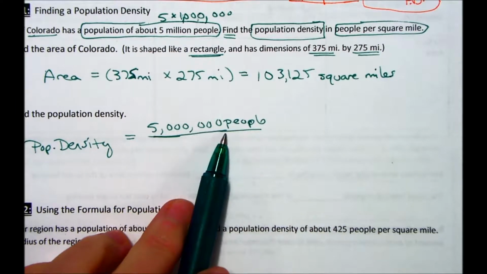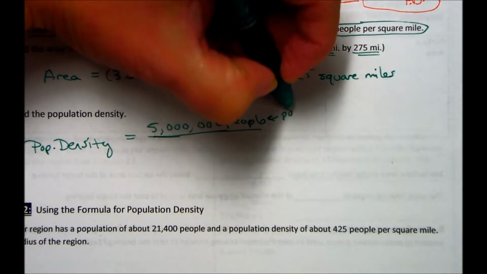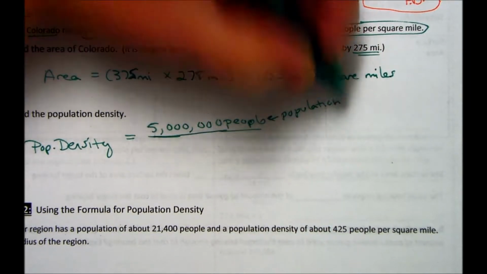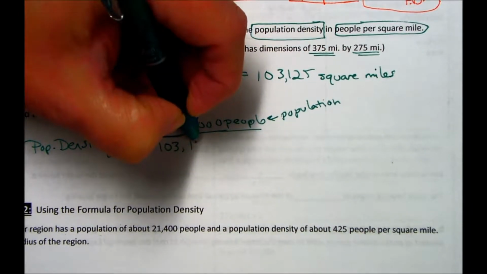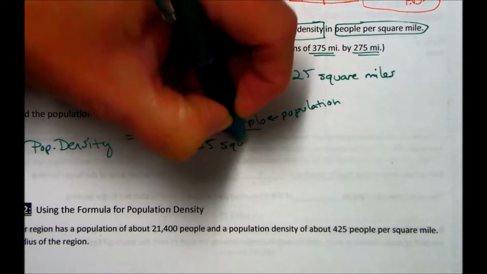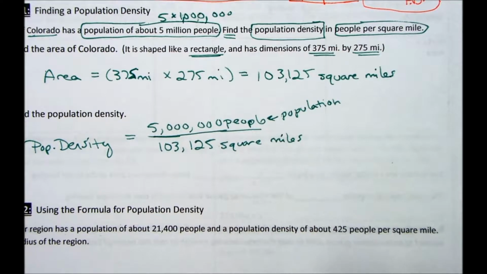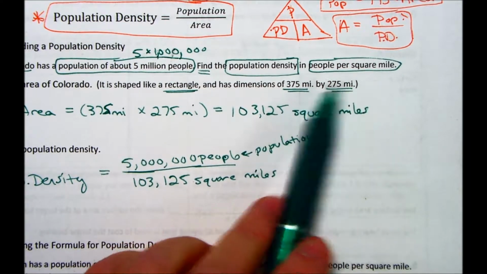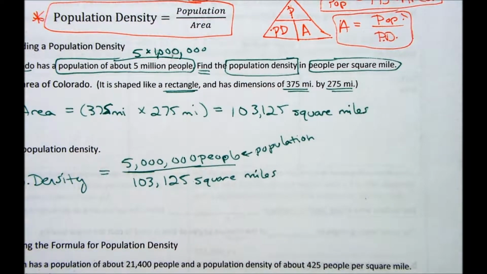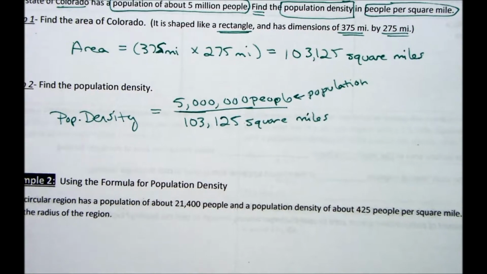So we've got 5 million people. That's our population. And then the area that we just found was 103,125 square miles. Now we're going to divide because we want to find the population density in people per square mile. So we want to know how many people are in 1 square mile. So we're going to divide our 5 million by the 103,125.